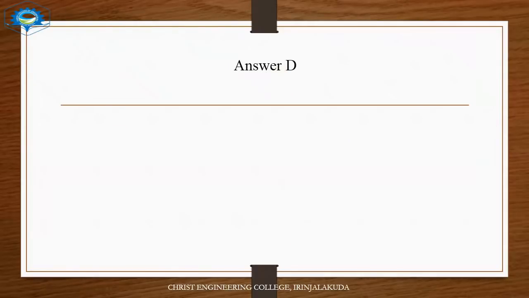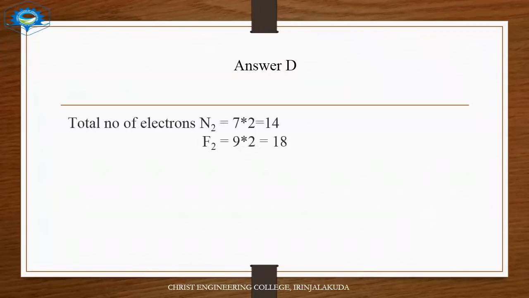Answer is D. So we already discussed some questions related to bond order in our last video. Likewise, in order to find the answer, we have to find the total number of electrons in both N2 and F2, and from this total number of electrons, we can calculate its bond order. Then we can check what will happen to the bond order when one electron is removed from both N2 and F2.